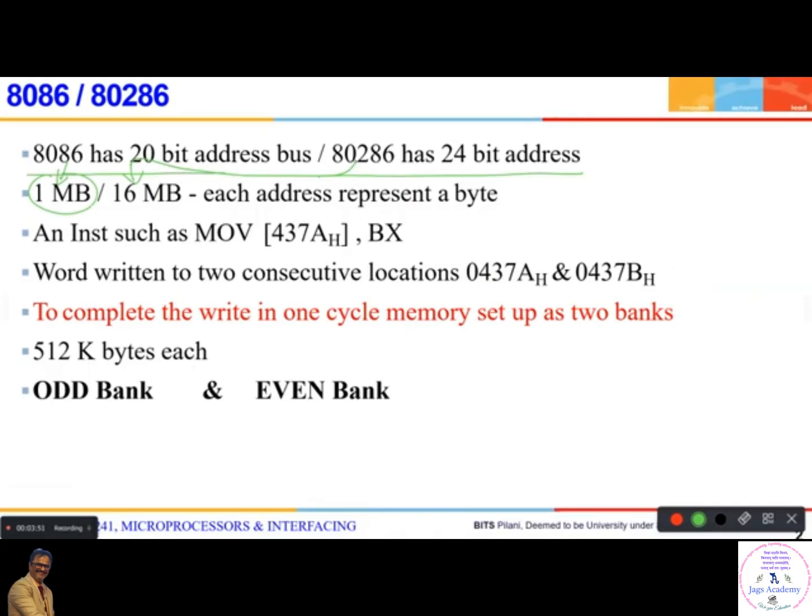Okay, so you can see an instruction like this can put a 16-bit content into an address 437AH. What does MOV [437AH], BX do? A 16-bit content has been put into an address. How many bits is this address? This is the offset address, right? Now, how is the word written? Suppose you are trying to transfer a 16-bit content to the address 437AH. How does it store this 16-bit content?